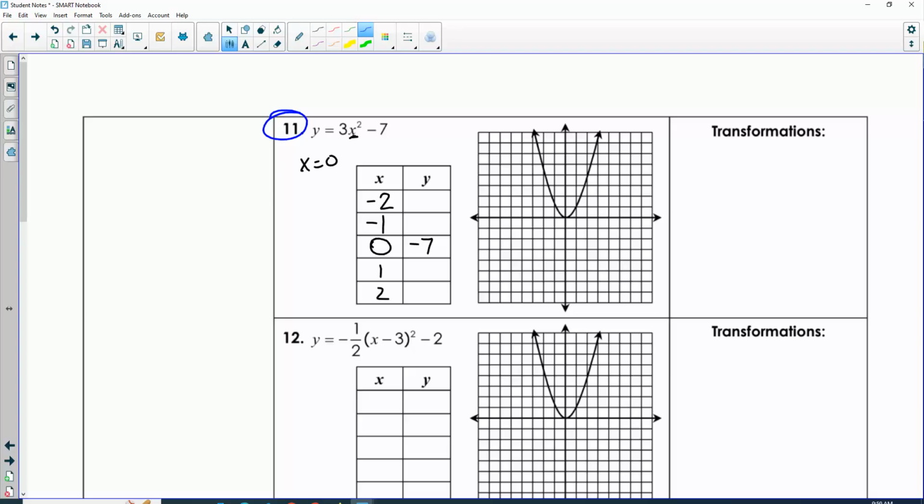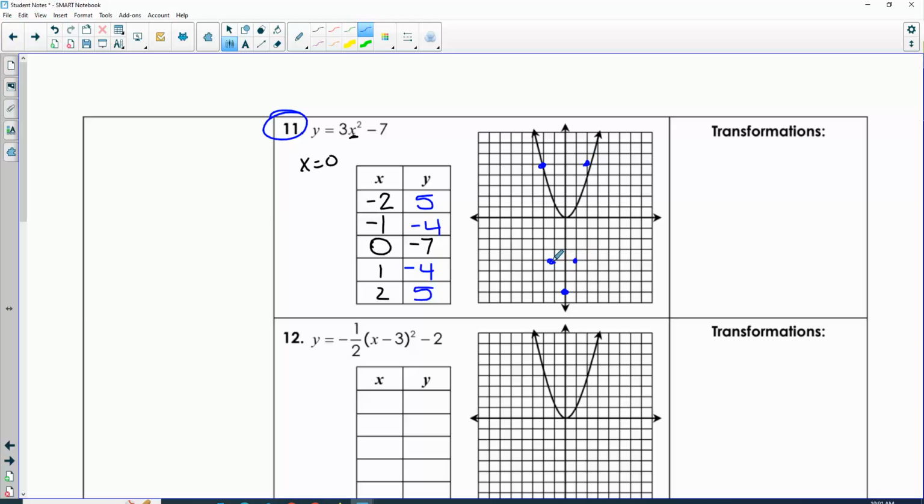So then take x's on both sides. 2. You get 5. Negative 1 gave you -4. 1, 2. Okay, so (-2, 5), (-1, -4), (0, -7), (1, -4), and (2, 5).